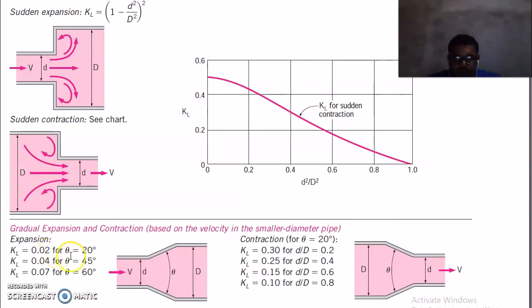So these are KL values versus theta, where theta is this angle. This is for expansion and this is for contraction. The diameter ratio is also given.